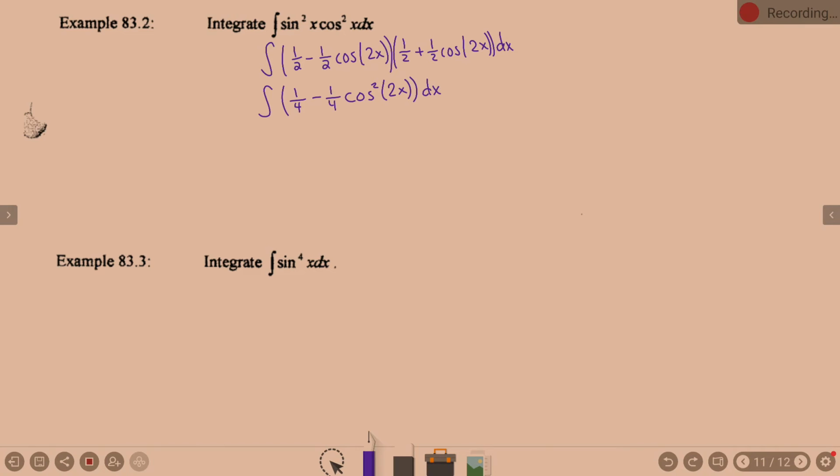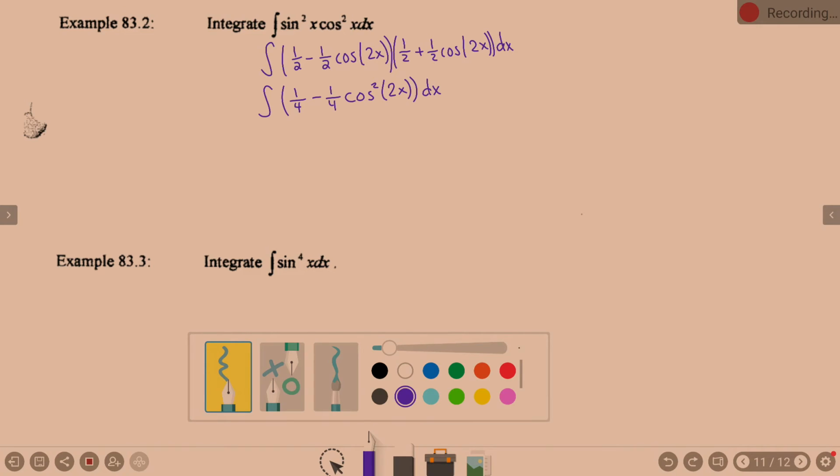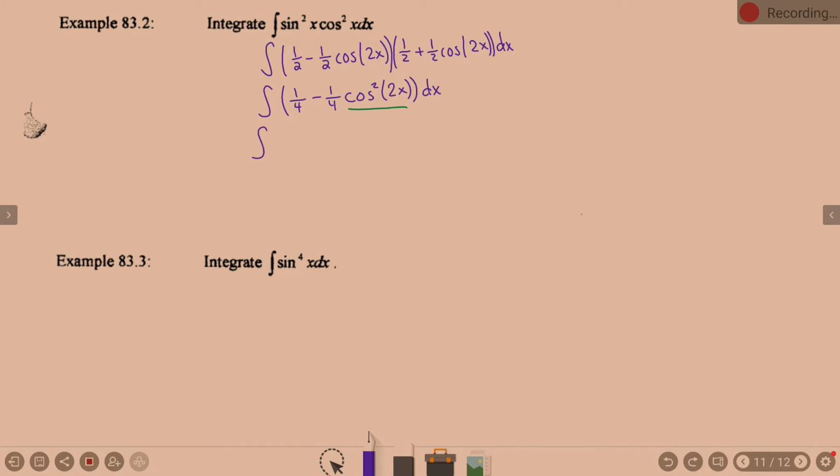So the good news is we did have 2 even powers. Now we're down to 1, but we have to substitute again. Okay? So we need to take this cosine squared 2x and replace it. So let's see what we have here. I'm still going to have a 1/4 out front minus 1/4 times, what are we replacing cosine squared 2x with?